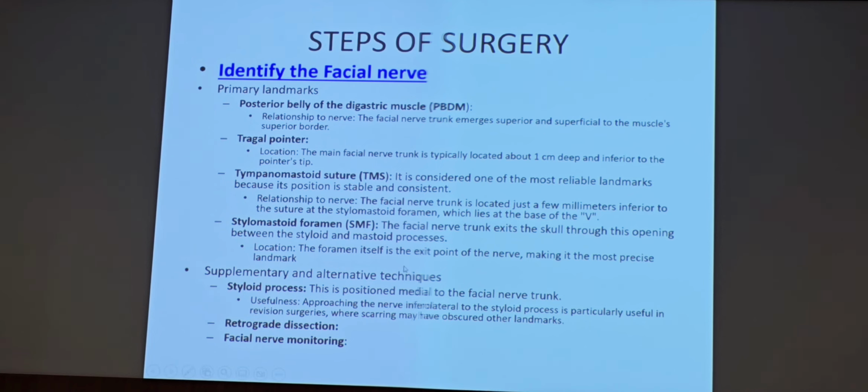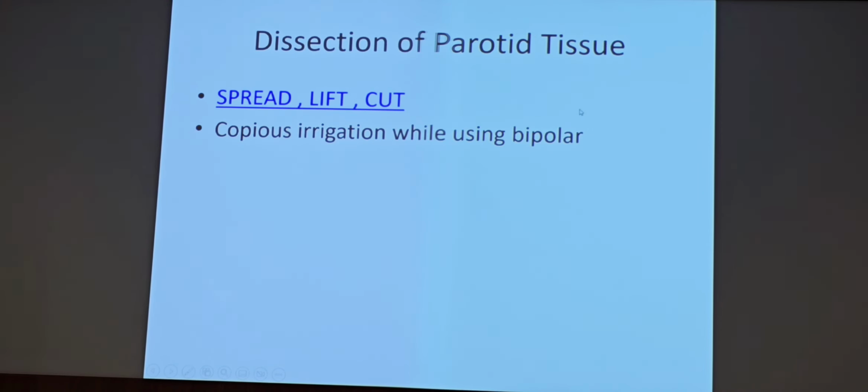And another way of finding the main trunk is retrograde dissection. It's easy to find the terminal branches of the facial nerve, and you can dissect it in the reverse direction. And nowadays it's very important to use facial nerve monitoring, and that is a really good advance.